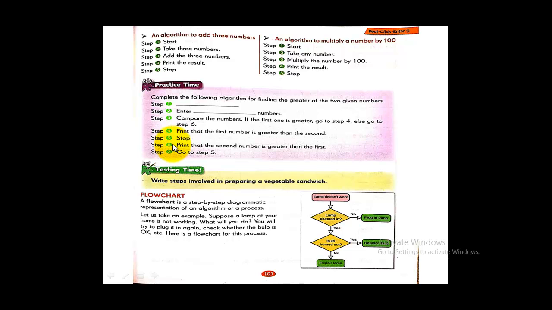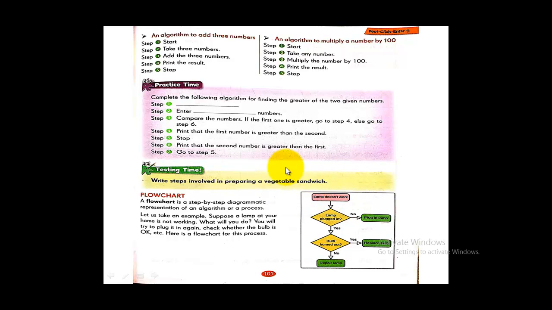If you go to step 6 also, it doesn't matter, we'll use a go to statement here, go to step number 5, that is, we'll come to the end of the program and stop here. You can practice this at home also, and you can fill in the blanks given here, it's very easy. The right steps involved in preparing a vegetable sandwich. You all know what a sandwich is, a vegetable sandwich, a non-veg sandwich.